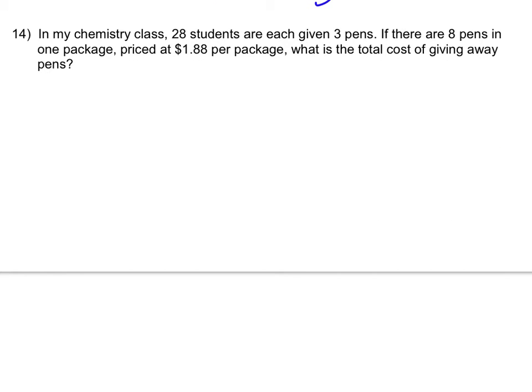In my chemistry class, 28 students are each given 3 pens. If there are 8 pens in one package priced at $1.88 per package, what is the total cost of giving away pens? Well, first step is always writing what we have. 28 students.